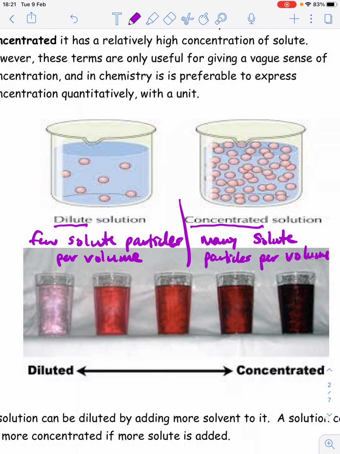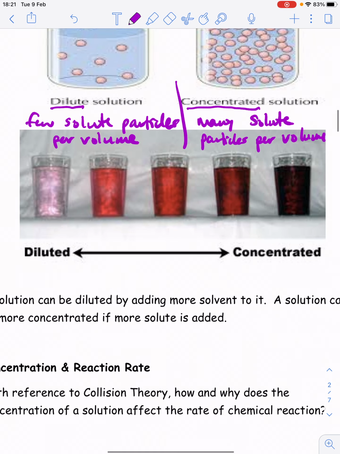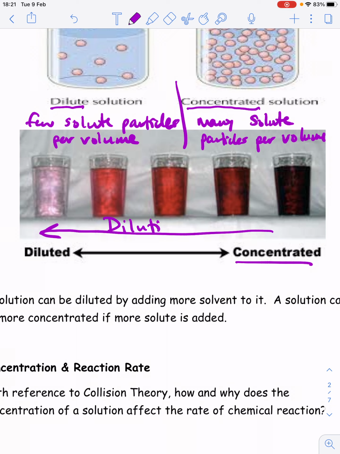That relates to collision theory and reaction rates, because when we have many solute particles crammed into the same amount of space, they're going to bump into the other reactant particles more often. If they collide more frequently, that will yield a faster rate of reaction. What we're concerned with now is how we take concentration values and adjust them through the process called dilution. When we do dilution, we're adding more solvent, which for us pretty much means adding more water.